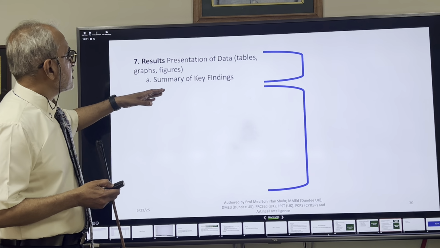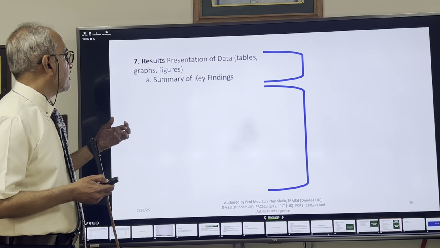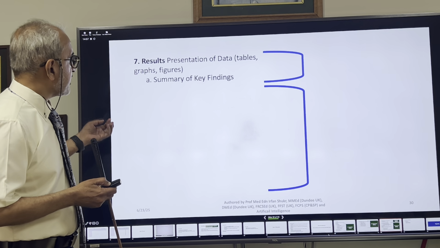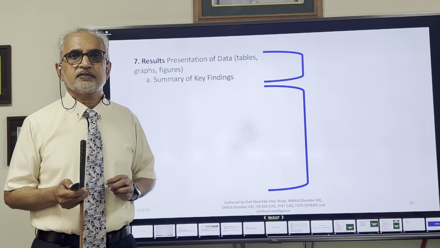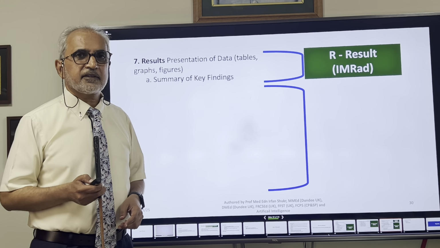Then you will obviously see results, which is the presentation of data. It could be in the form of tables, graphs, and obviously in text a summary of key findings is written. This is the R of IMRaD.